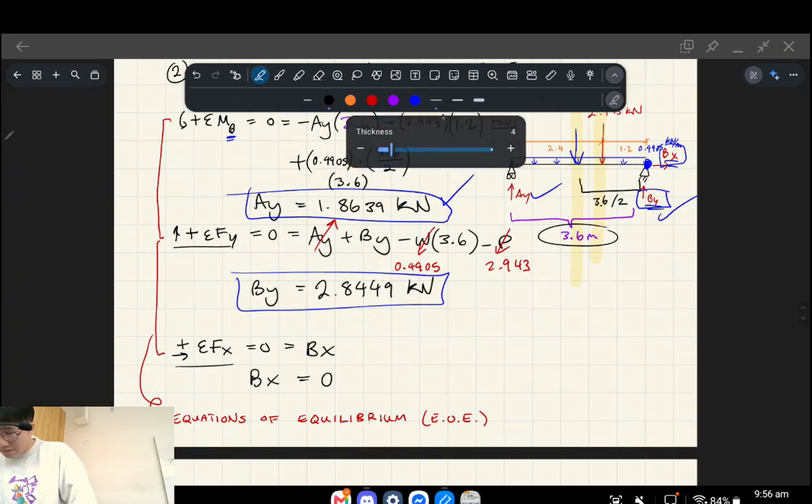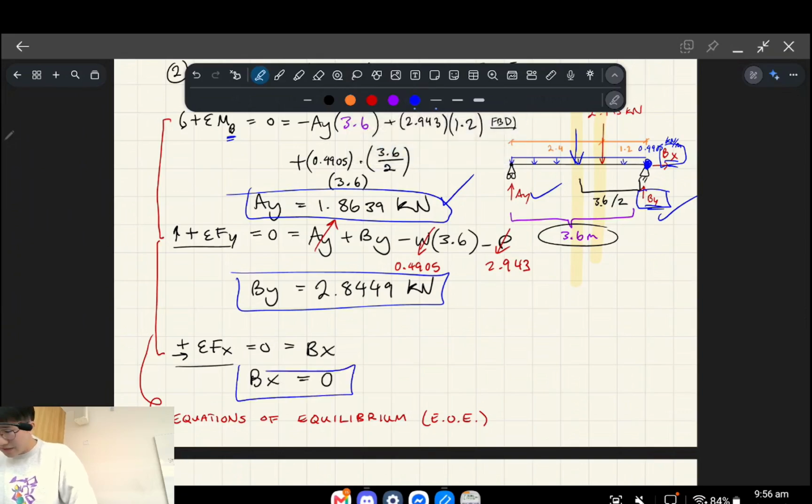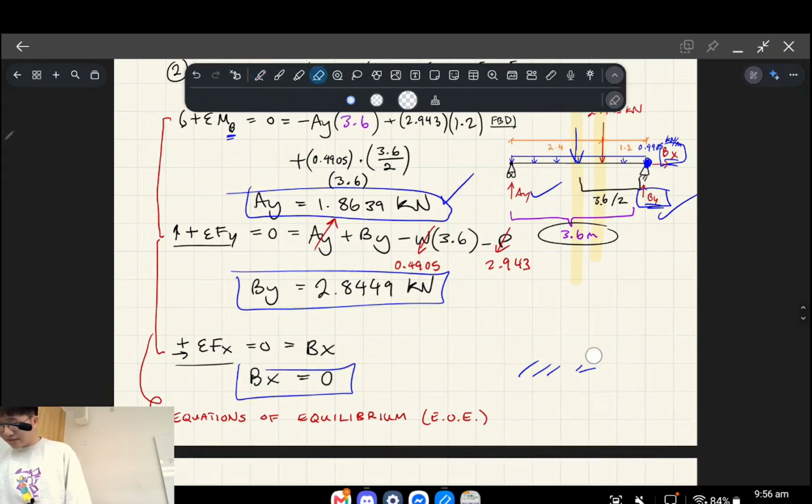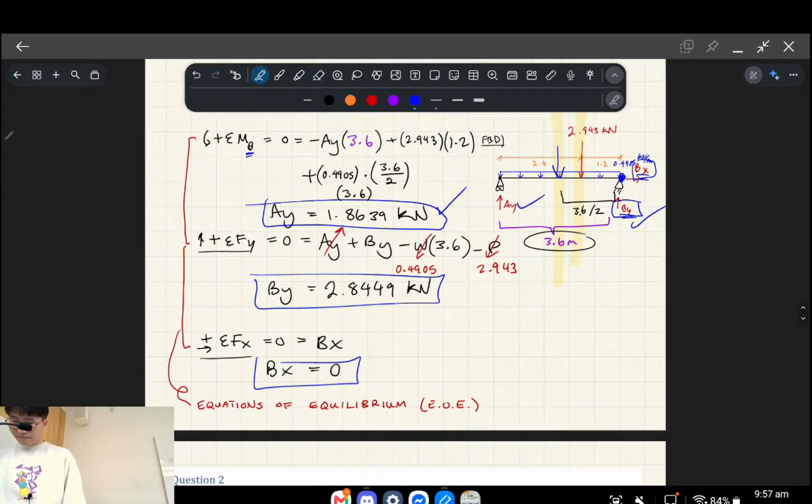But this is the same kind of concept as having a box on the ground and you're considering the friction, right? But there's no horizontal push on it, right? Since there's no horizontal push on it, there's not going to be a friction pushing back at it, right? So anyway, that's kind of one way that you can think of horizontal reactions being 0.